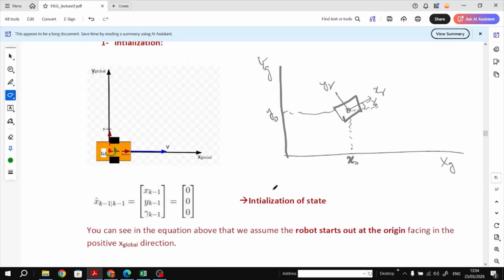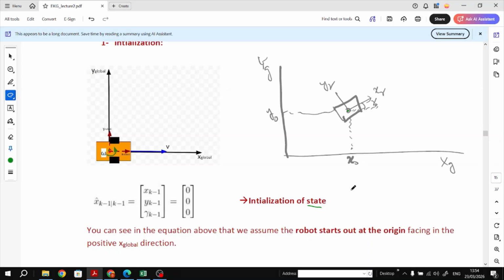So, for example, you initialize your robot with a state. Let's say the state is initially at 0, 0, meaning that your global frame and your local frame are the same: x robot, y robot in the same direction as x global, y global. In this case, your position is 0 and your orientation angle is also 0. But in general, it may not be 0, as I said. Your robot can be at some position x0, y0 initially, with some angle.